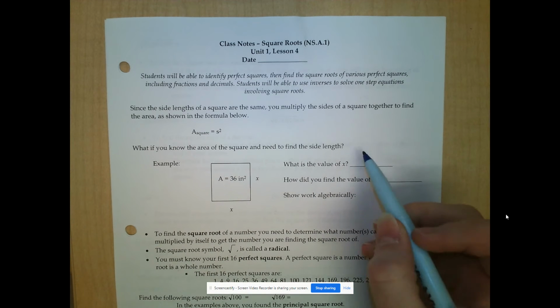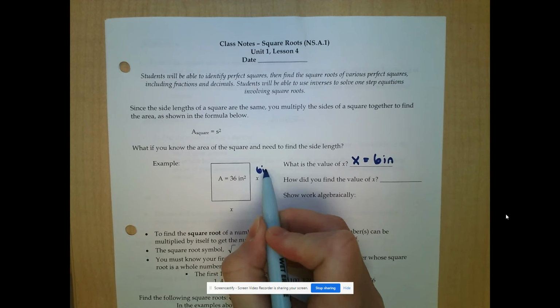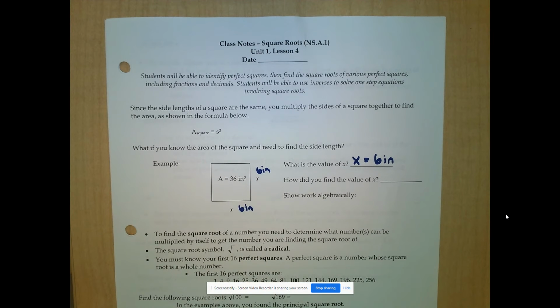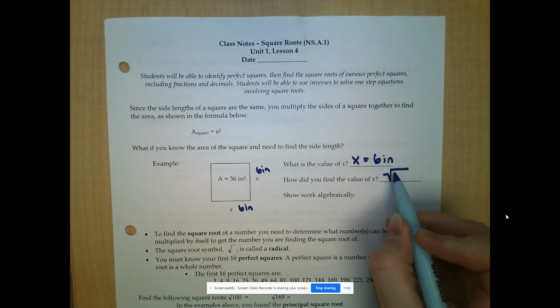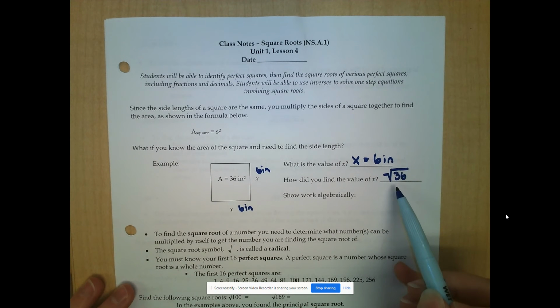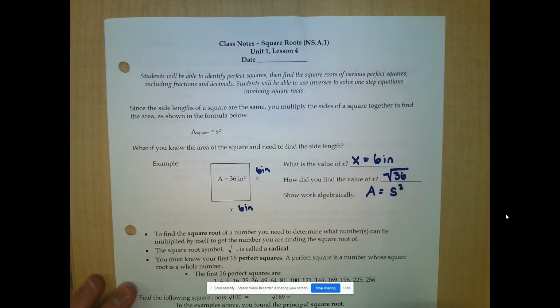So the value of x in this case would be 6 inches, because 6 inches by 6 inches would be 36 square inches. So how do you find the value of x? What you do is take the square root of 36. And that's what that symbol is. That symbol is called a radical. In order to take the square root, you are finding two of the same number that would multiply to give you 36. Algebraically, we would first write the formula, A equals s squared.